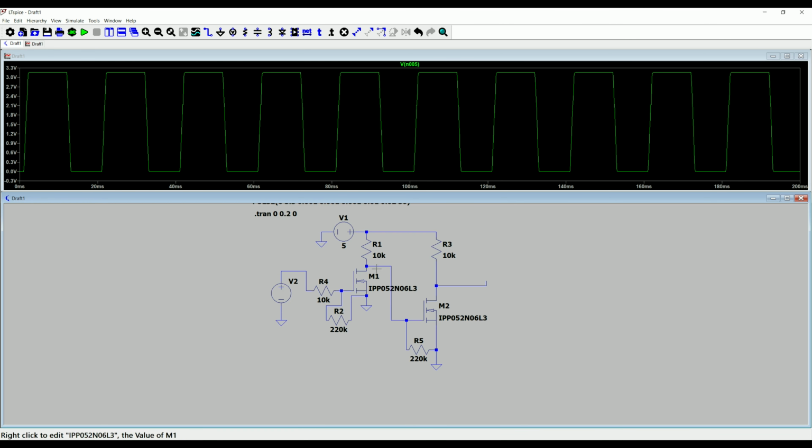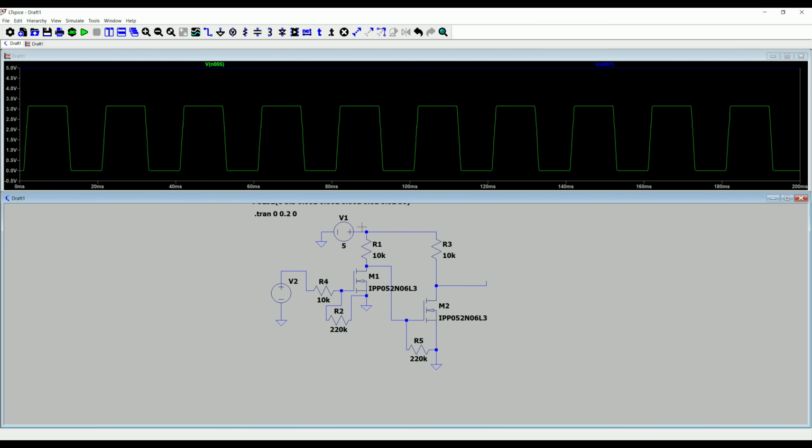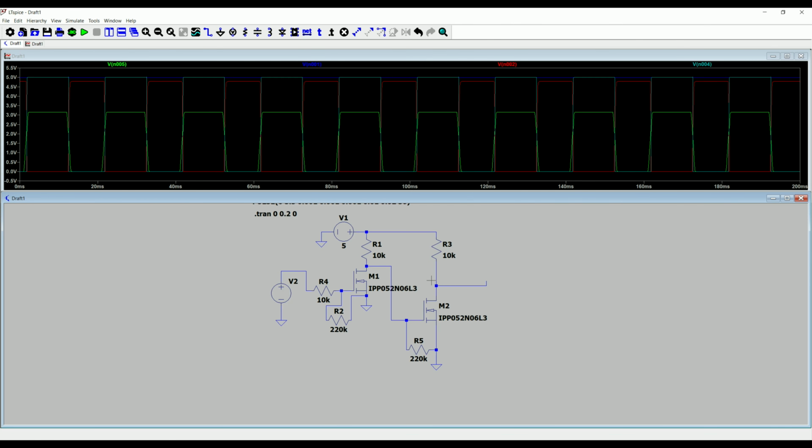In the simulation we can first see the original 3.3 volt input signal from the ESP32. At the output of the first MOSFET stage, the signal is shifted to 5 volt, but it's inverted. After the second MOSFET stage, the signal is inverted again. Now the final output follows the original input signal, but with the 5 volt logic level. So the simulation confirms that the circuit works as expected.